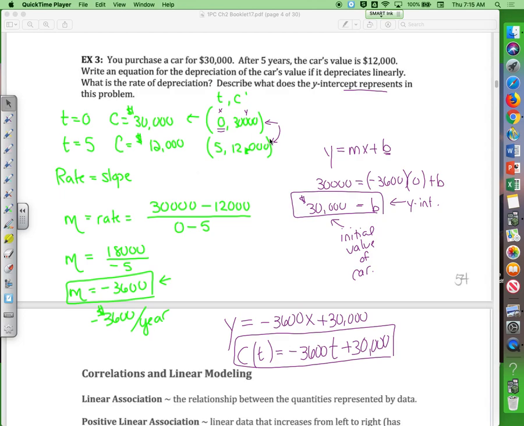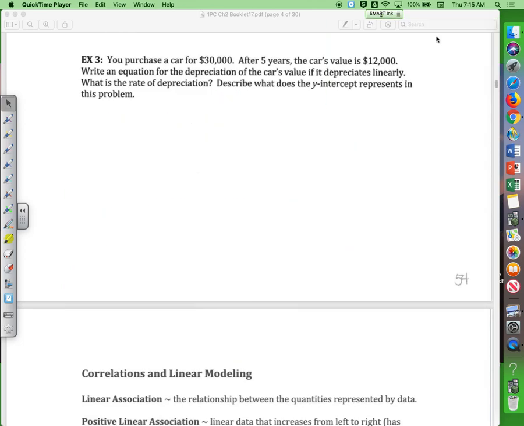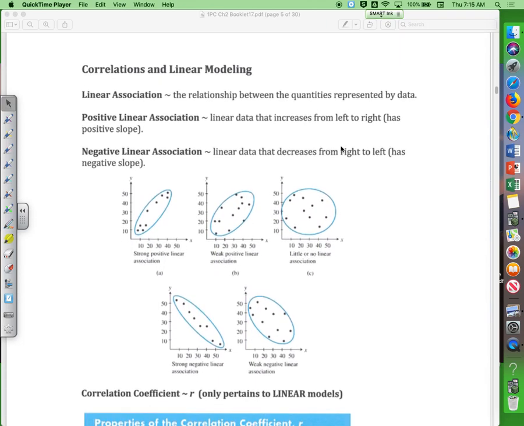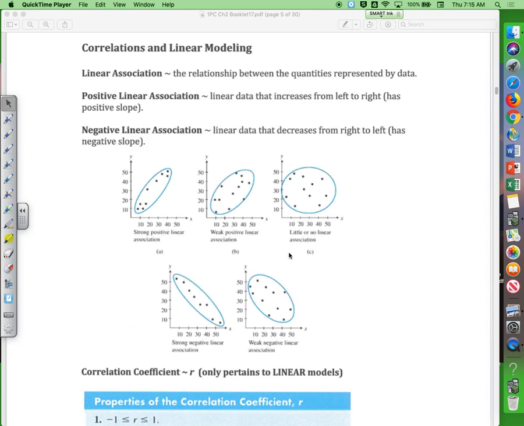All right, so you're going to have to write some equations of lines and find some slopes and rates of change. The last thing that you're going to have to do is look at scatter plots, and we'll go through and put them in the calculator and come up with some equations using the calculator.